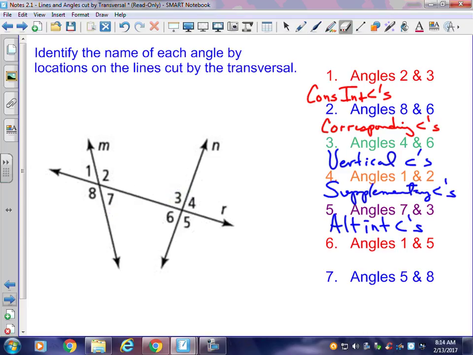Next we have 1 and 5. They are both outside those two lines, but they are alternating on different sides of the transversal, so they are alternate exterior angles. And then last but not least, we have 5 and 8. You'll notice they're both exterior. They are both on the same side of the line, which makes them consecutive.